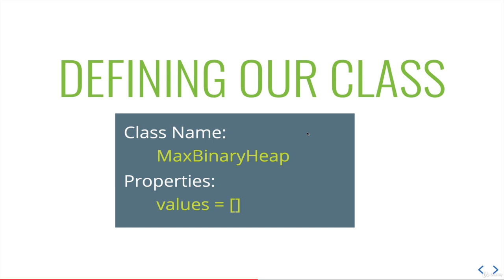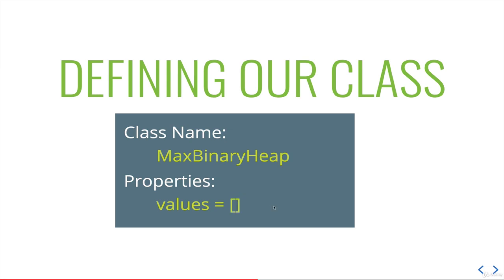So we define the class, max binary heap, and the only property it needs in the constructor is a values property. So values will start as an empty array, and that's it. We don't need to make a node class like we did for our other tree or for linked lists. We don't need previous pointers or next or left or right. All that we need is an empty array to start.